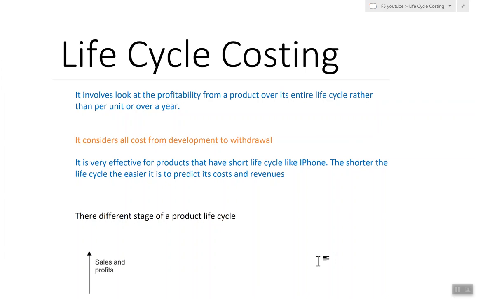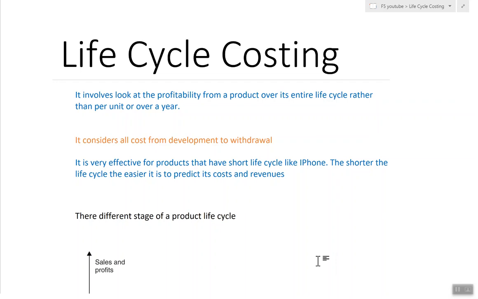Okay, next topic is life cycle costing. Life cycle costing is not an alternative to any costing method, but it is an alternative to looking at the cost per unit or per year basis. So life cycle costing involves looking at the profitability of a product over its entire life cycle.